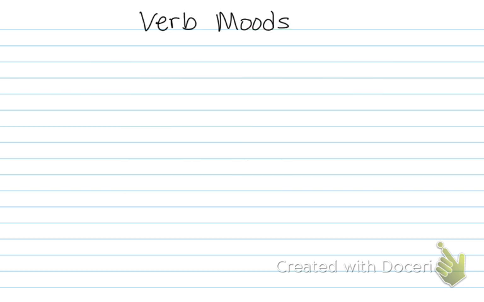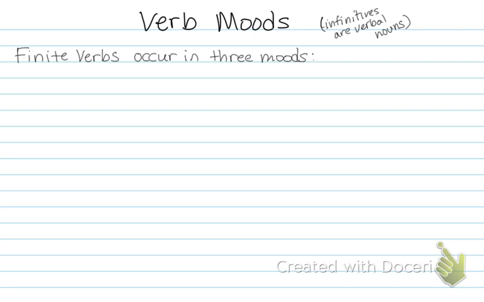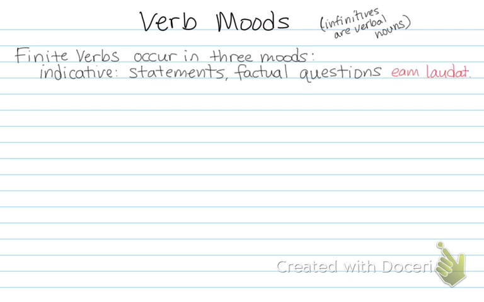So first, let's talk about verb moods. Finite verbs occur in three moods. I'm not talking about infinitives. Infinitives are verbal nouns and they don't have moods, so just finite verbs. Indicative mood is used for statements and factual questions. So, for example, eam laudat is the statement, he praises her. Eam laudat, question mark, is the question, does he praise her?